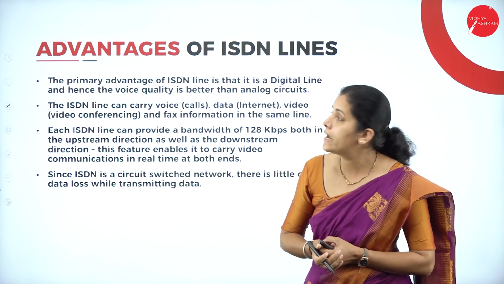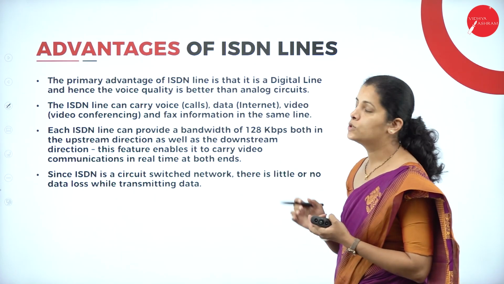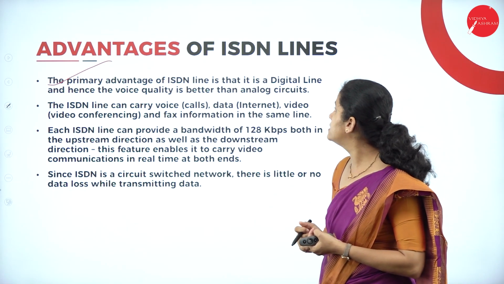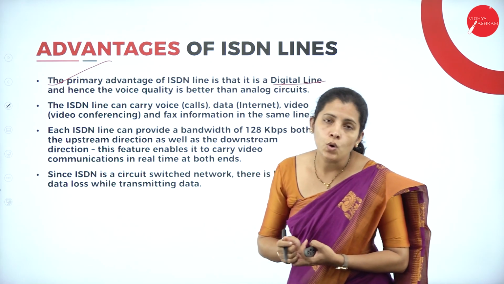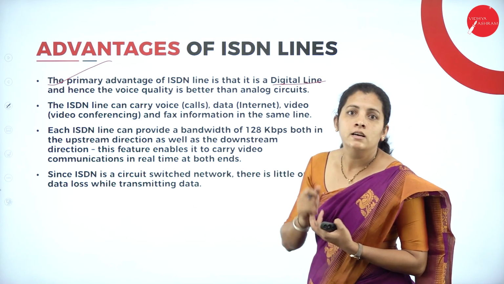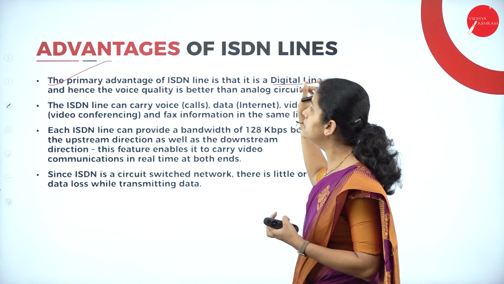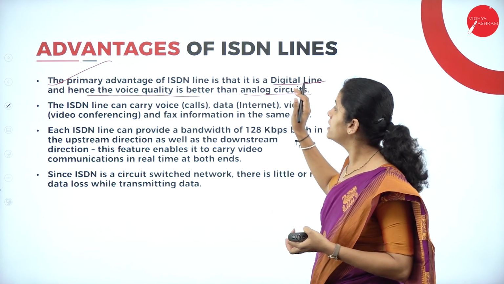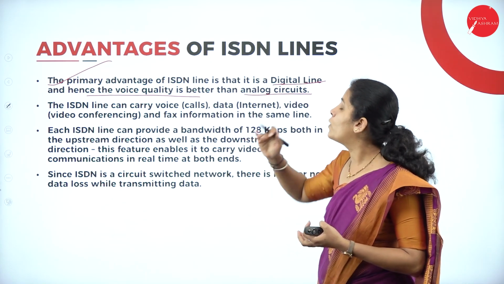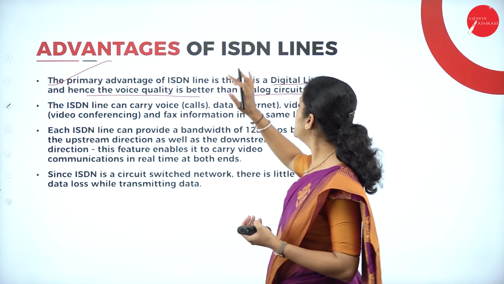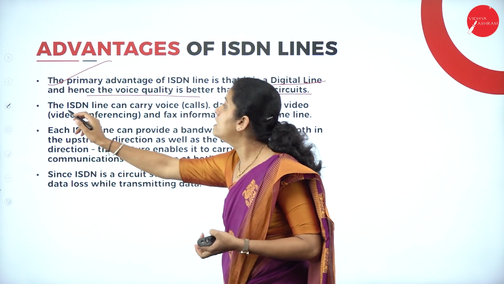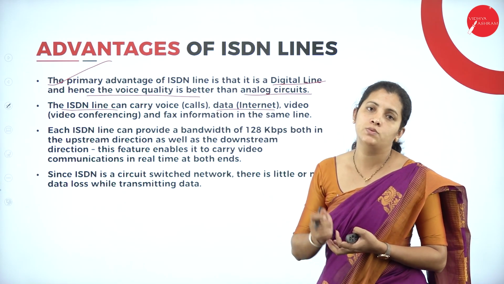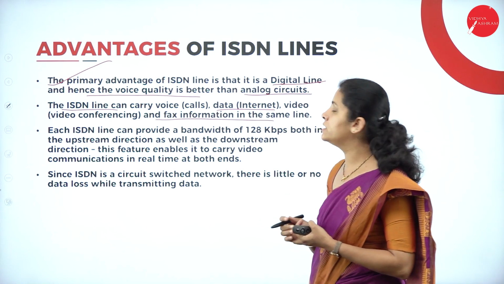Moving further, let's see the advantages of ISDN lines. What is the first advantage? The primary advantage of an ISDN line is that it is a digital line. So here you are capable of transferring voice data. It is a digital line, hence the voice quality is better than an analog circuit. That means whatever data you transfer, it provides better quality. The next advantage is that the ISDN line can carry voice calls, data such as internet, video such as video conferencing, and fax information in the same line.